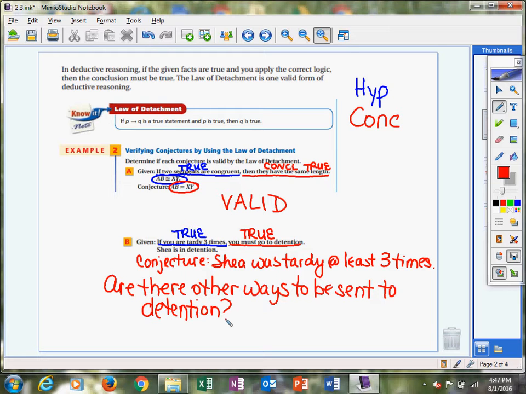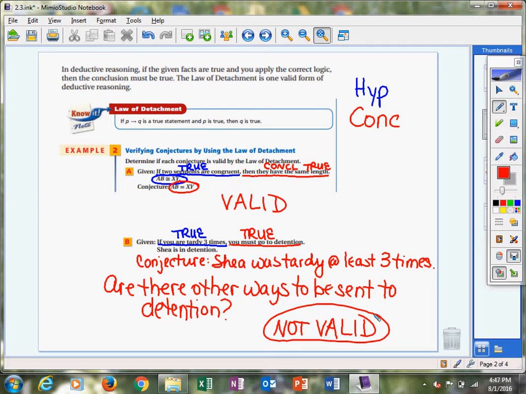Maybe she didn't do her homework. There may be other reasons. Maybe she mouthed off to a teacher, or she got into a fight with somebody, or wrote a bad note. You know, there are a lot of other ways that you can be sent to detention besides being tardy. And so we would say that this particular situation is not valid, because there are other ways to be sent to detention other than tardies.